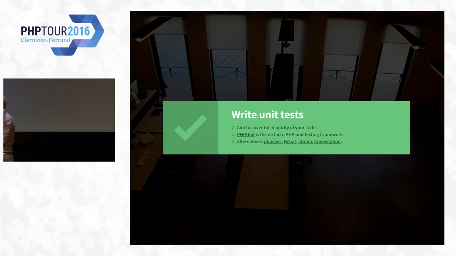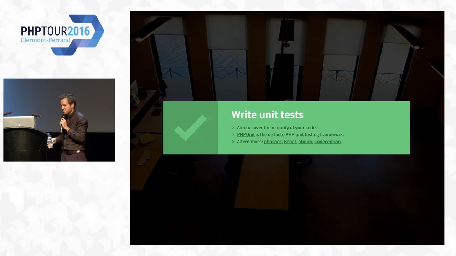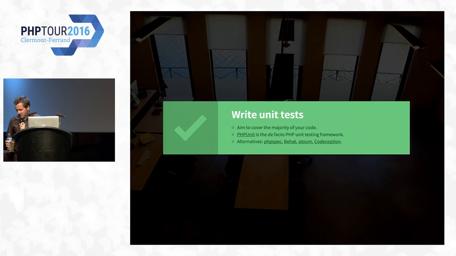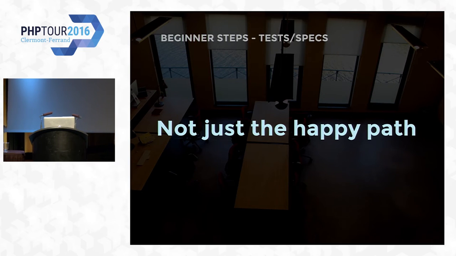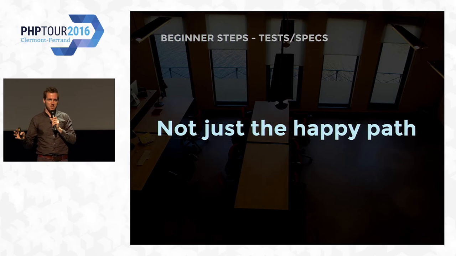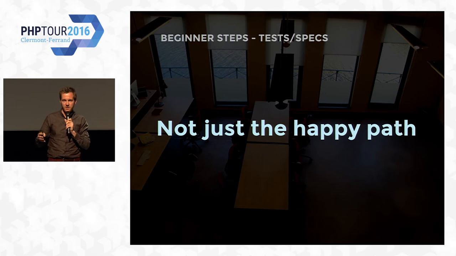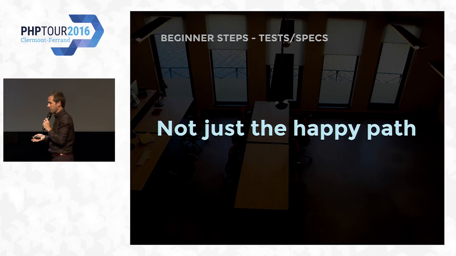Next thing is unit testing. I'm not going to ask who does testing, because some people are maybe afraid to admit that they don't do testing, so I'm not going to ask that question. You should do testing, but not just the happy path. So there's one line through your code where everything goes well. That's the happy path. Also test for exceptions or strange behavior. You should actually test all the paths through your code.